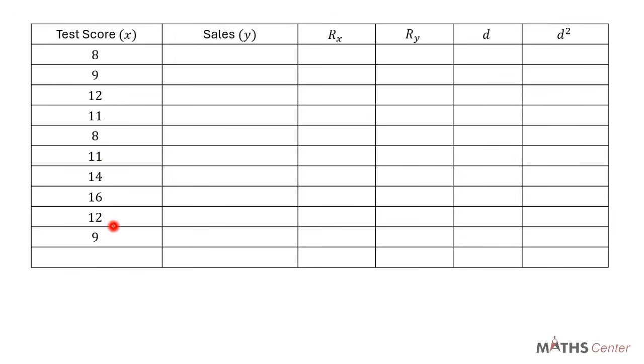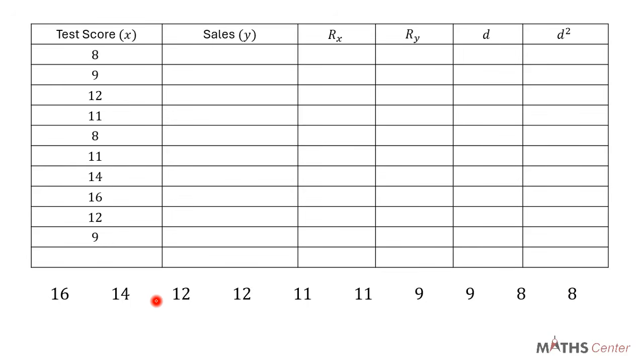When we go through the scores, the highest is 16, the one after that is 14, the one after that is 12, we have another 12, then we have 11 here, another 11, then the next one is 9, we have another 9, and then we have 8 and another 8.